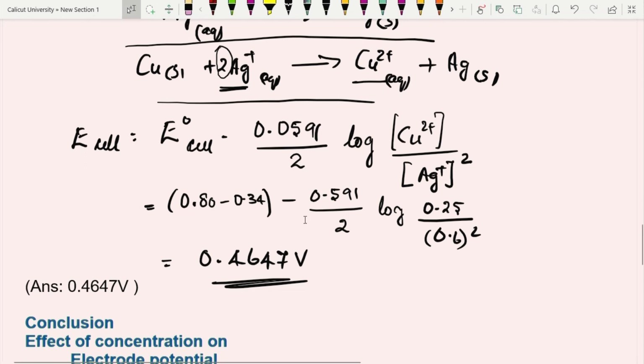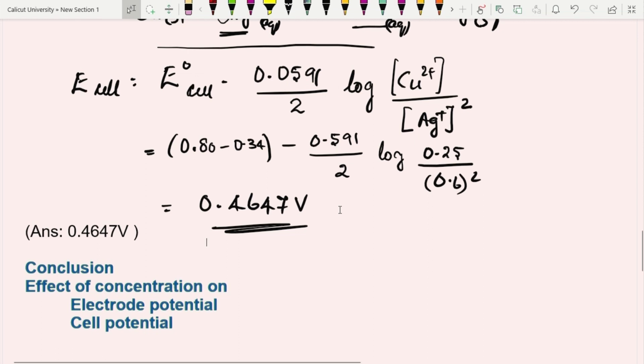So, in this class we have been dealing with the effect of concentration on the electrode potential as well as the cell potential. Whenever the concentration changes, you can find that there is a change in the electrode potential, and the dependence of electrode potential on concentration is shown by a very important relation known as the Nernst equation, and it is given for both the electrode as well as the cell. Thank you.